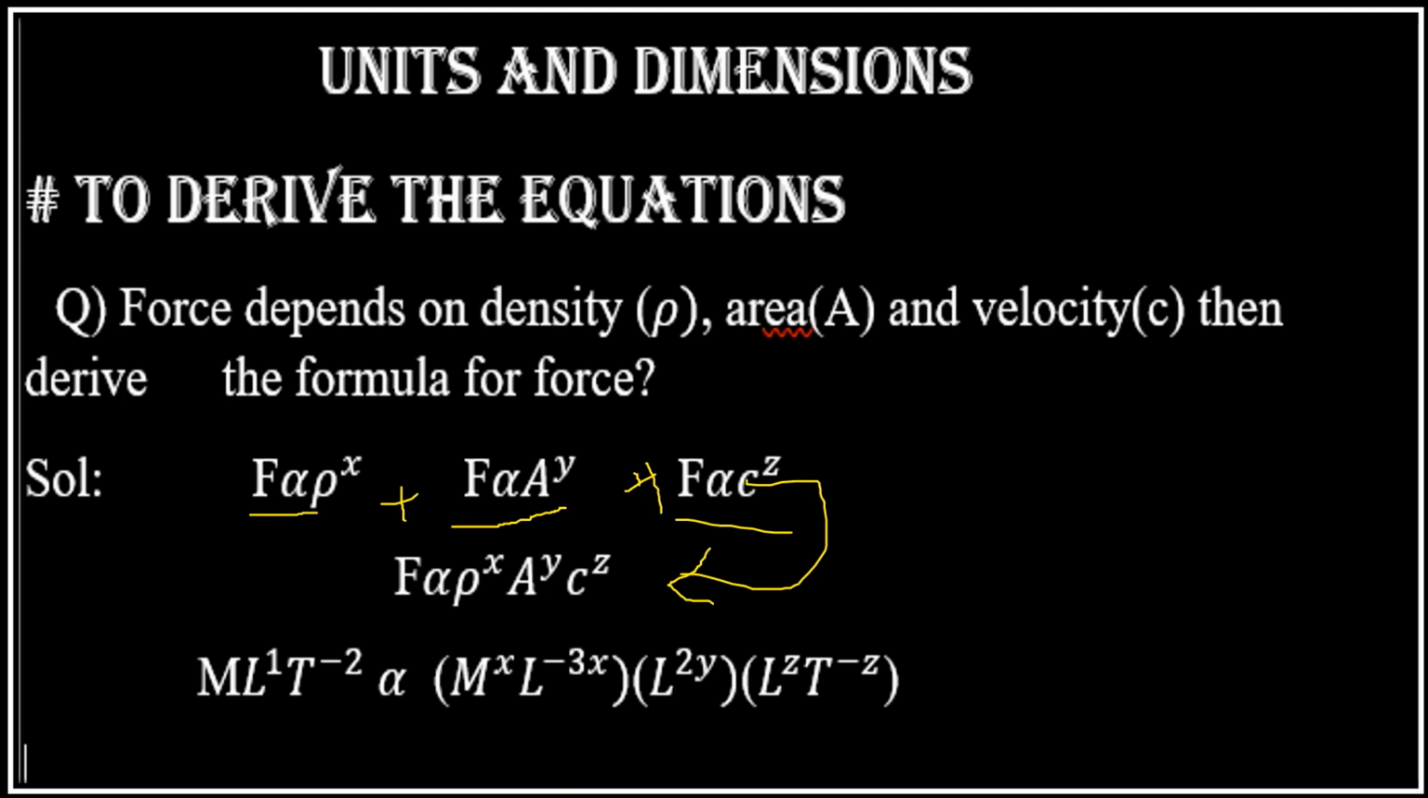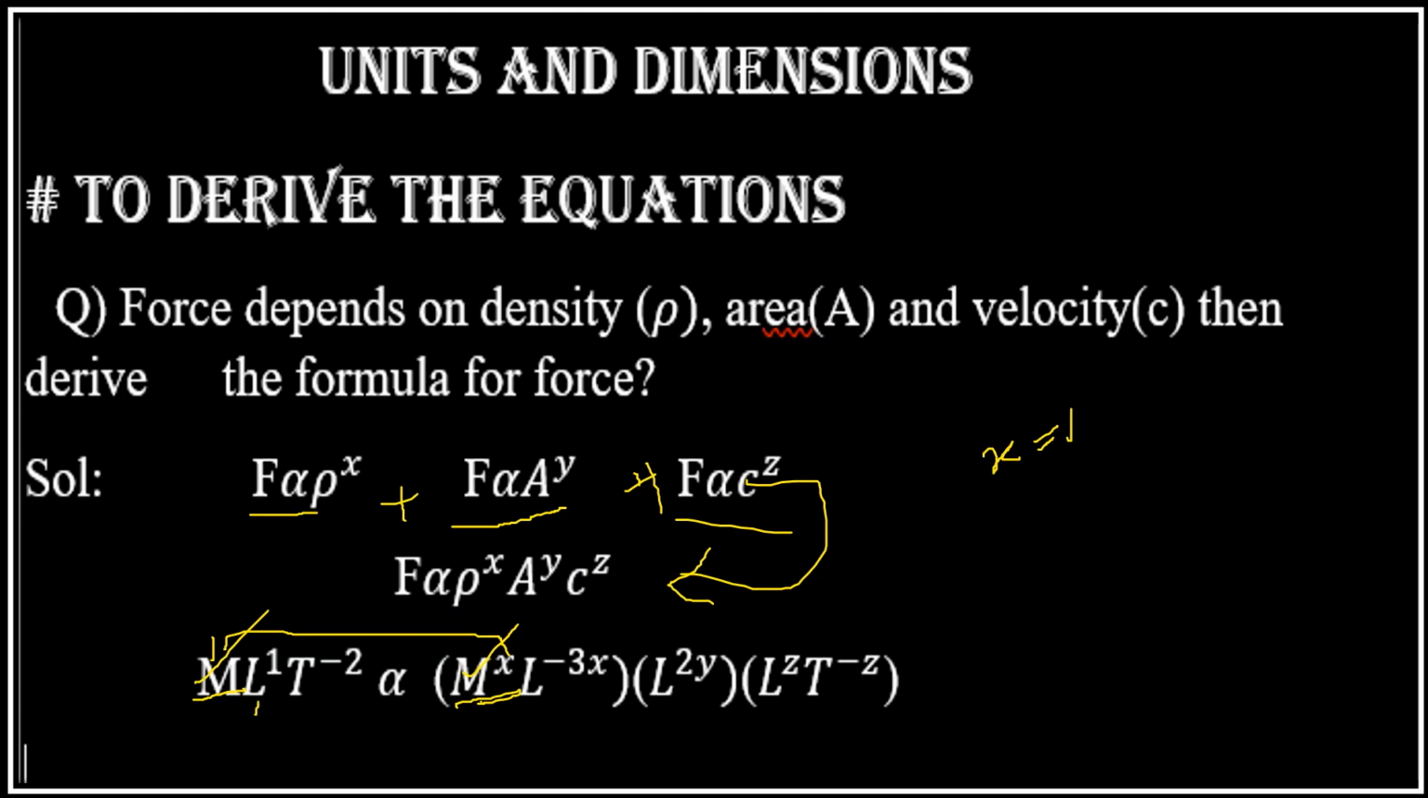By solving this, we should take M: only one M term is present on the right side and only one M term is present on the left side. This term we should equate to this term. So finally we get x equals 1, M power 1. We have got the solution for x. Then let's go on to solve for y. Let's equate the L terms.